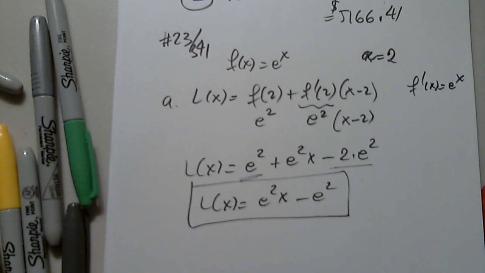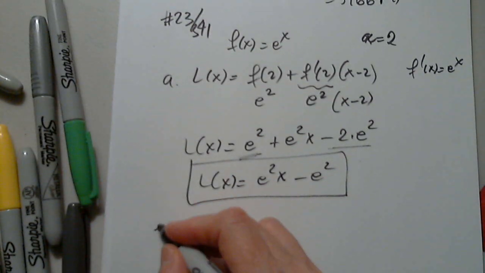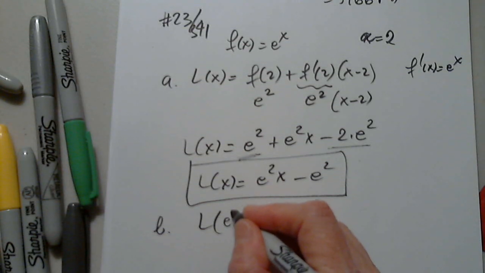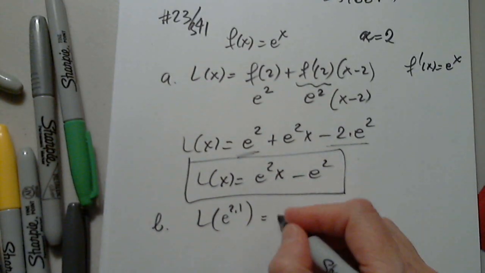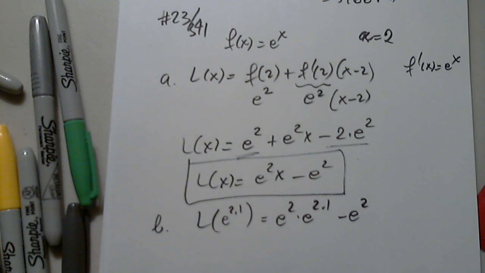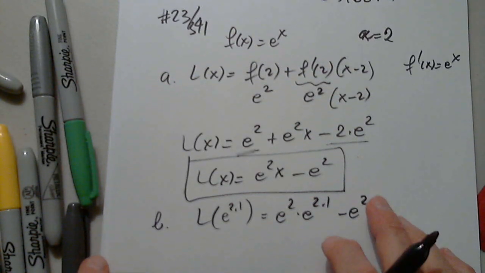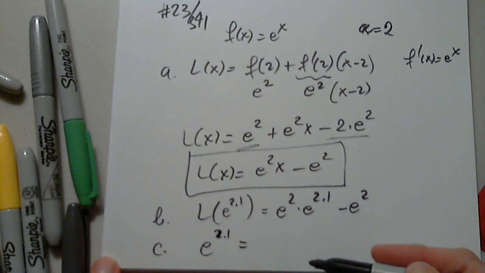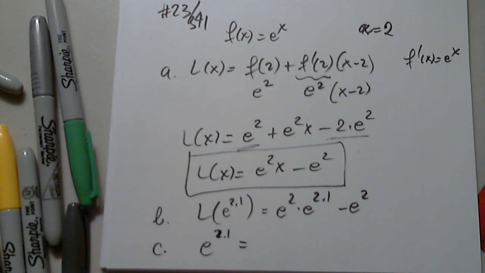Then they're asking us to find, use the linearization to approximate e to 2.1. Okay, fine. So in part B, L of e to 2.1 will be e squared times e to 2.1 minus e squared. And we'll plug that in the calculator. Then it says find e to 2.1 using a calculator. We'll do that in a moment. So e to 2.1. So see how close these are. So let's do that.